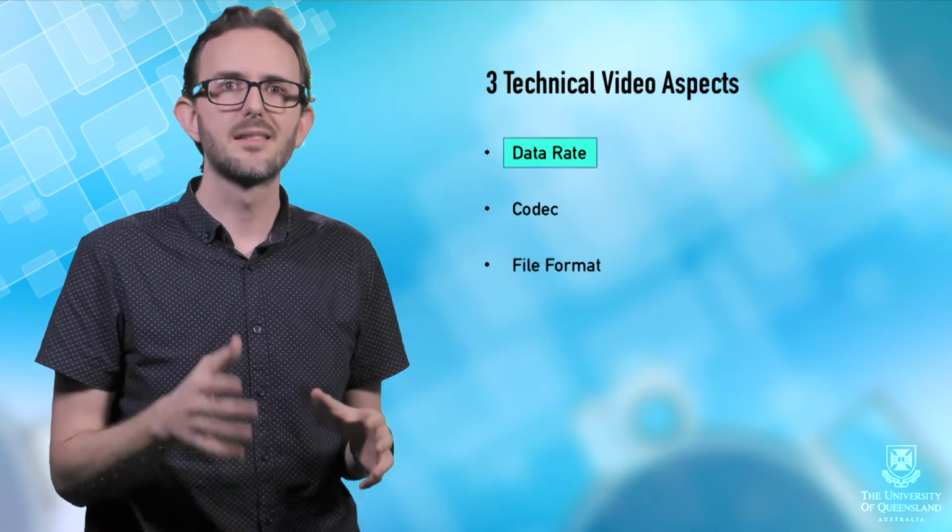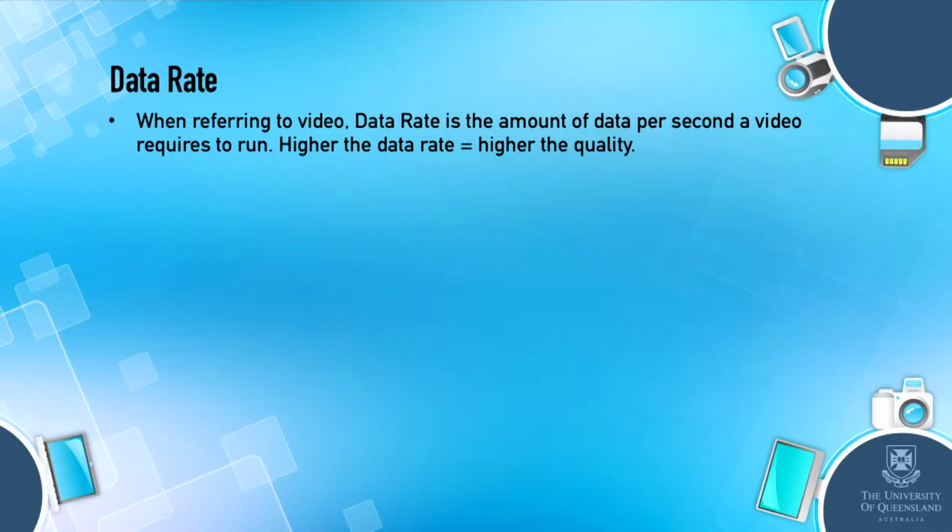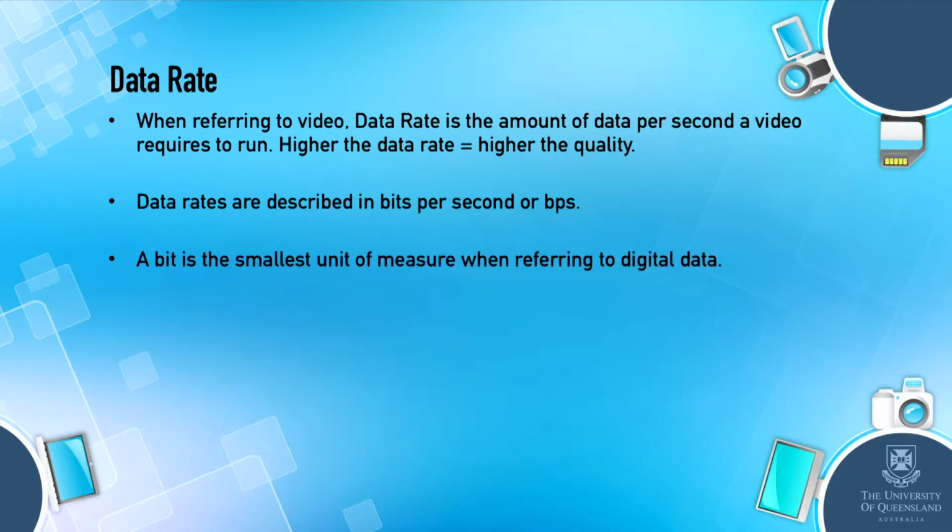Let's first discuss data rates. Data rate refers to the amount of data per second a video requires to run. Generally speaking, the higher the data rate, the better quality the video will be. Data rates are described in bits per second, or BPS. A bit is the smallest unit of measure when referring to digital data.